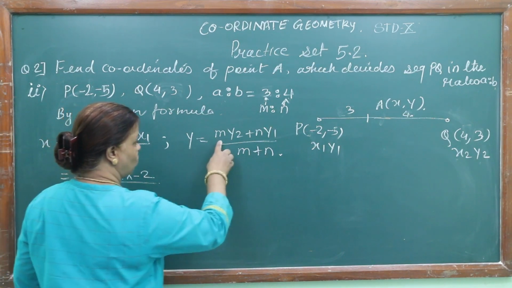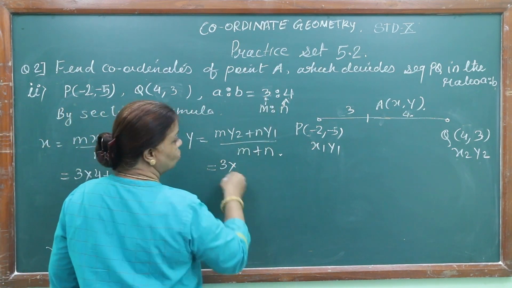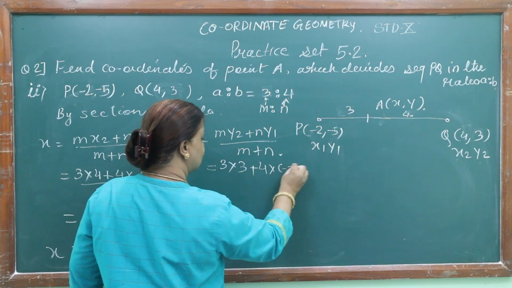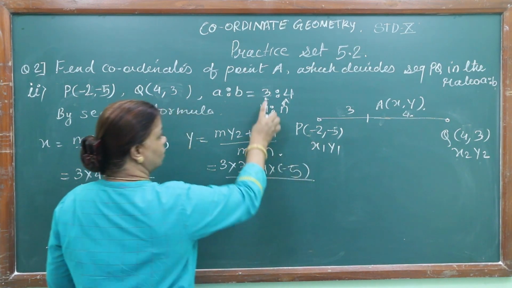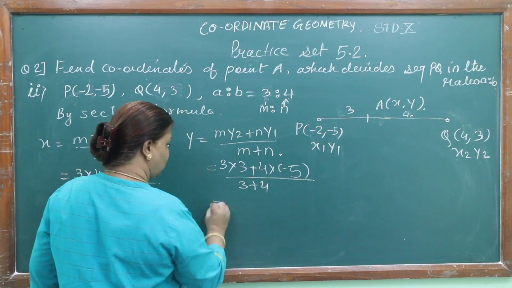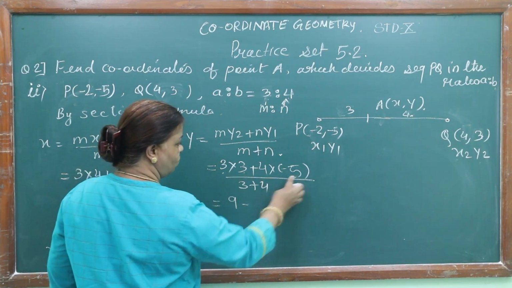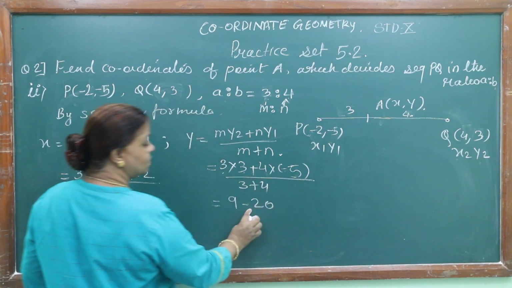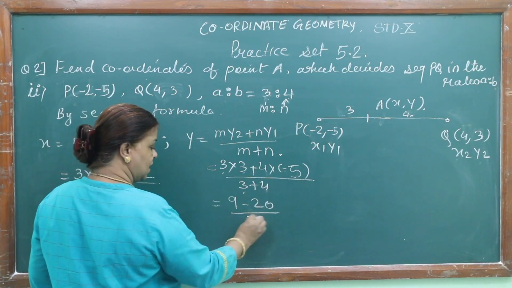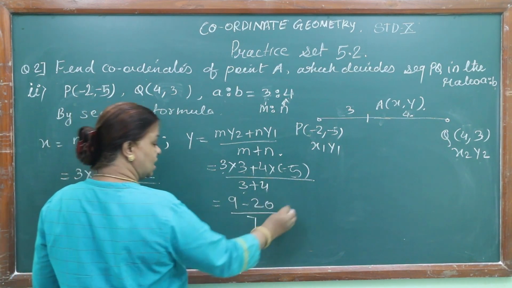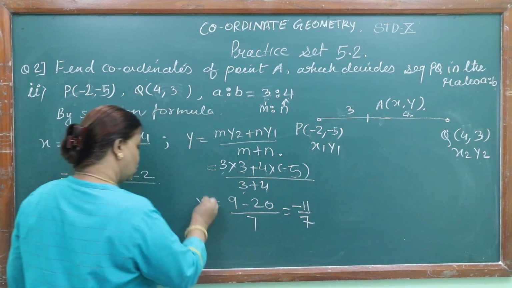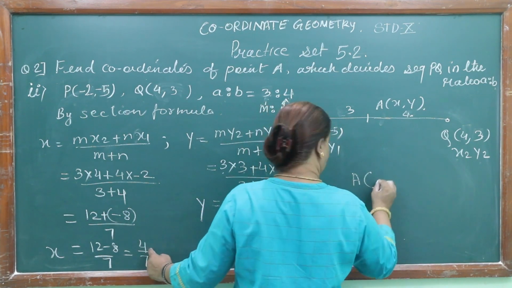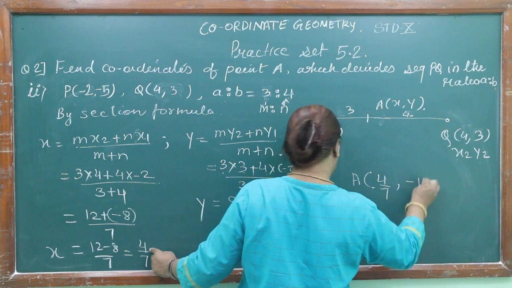Let us place the value for y coordinate. m is 3 into y2, y2 is 3, plus 4 into y1, minus 5, upon 3 plus 4, that is 7, which is equal to 3 3s are 9 minus 4 5s are 20. Why minus? Because 4 5s are 20, minus 20, plus is becoming minus, upon 3 plus 4, 7. 9 minus 20 is minus 11 upon 7. So y coordinate is minus 11 upon 7. So the coordinate for A is 4 upon 7 comma minus 11 upon 7.